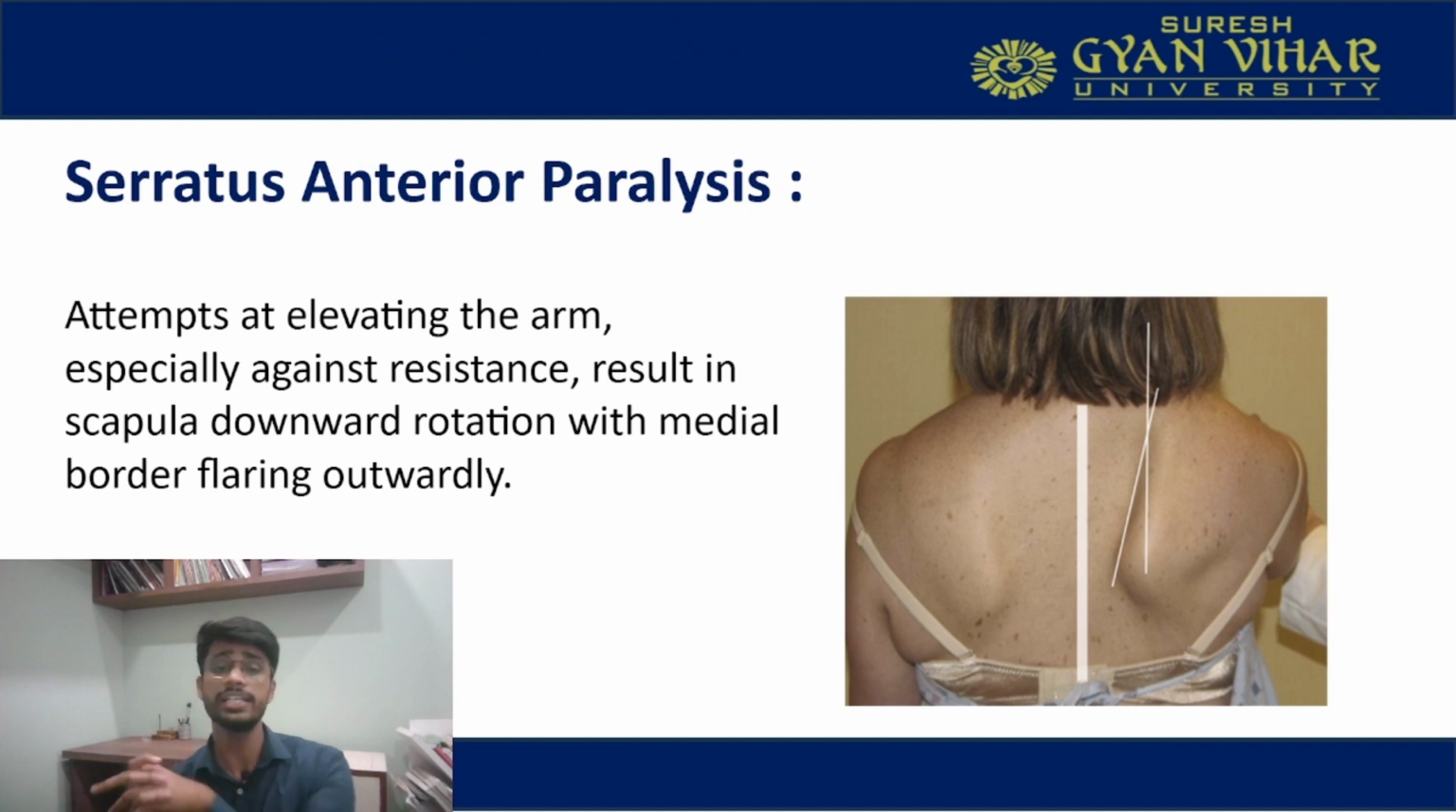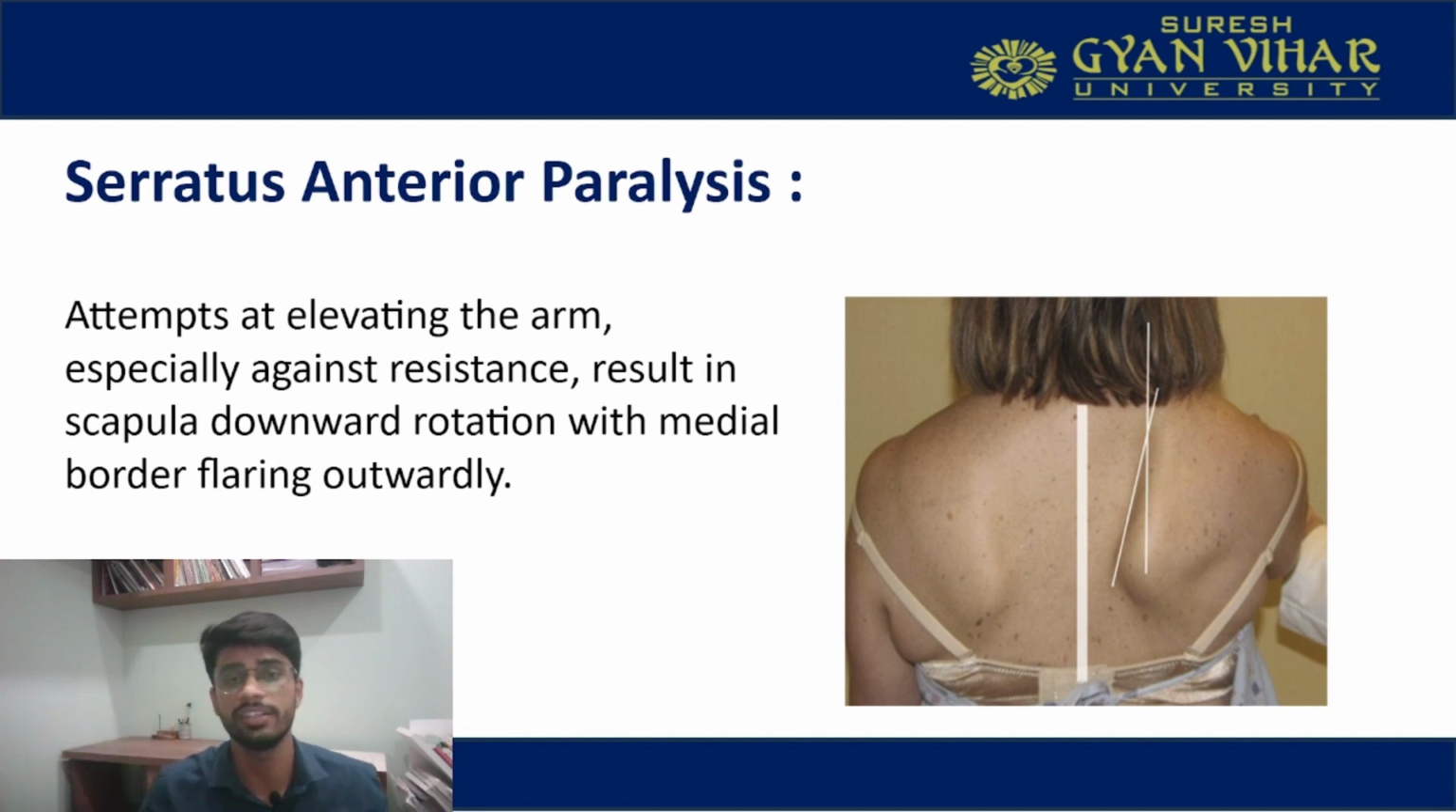But if your serratus anterior gets paralyzed, then you have seen that the patient gets winging, that we call the winging of the scapula. So what happens is that a patient attempts at elevating the arm, especially against resistance. If I am elevating the arm against the resistance, what would that result into? I am doing the abduction with the resistance, it will cause my scapula to rotate downwardly. So what will happen?